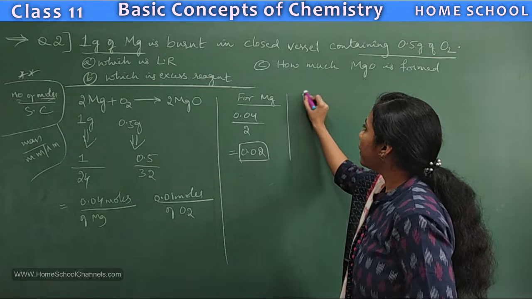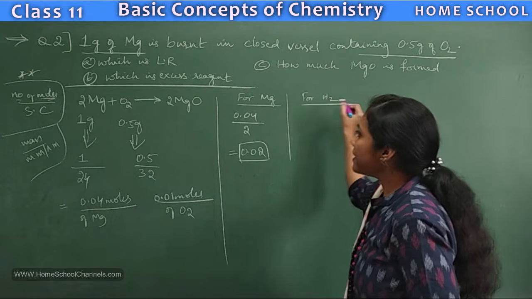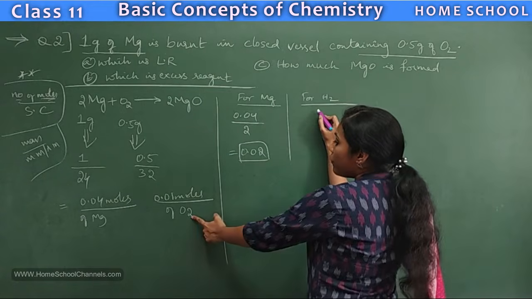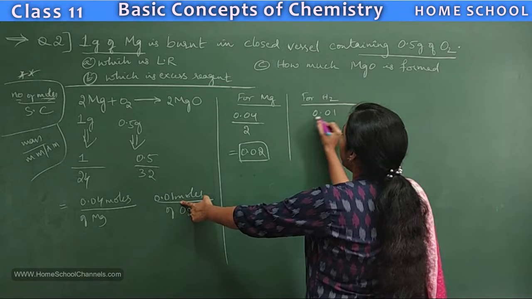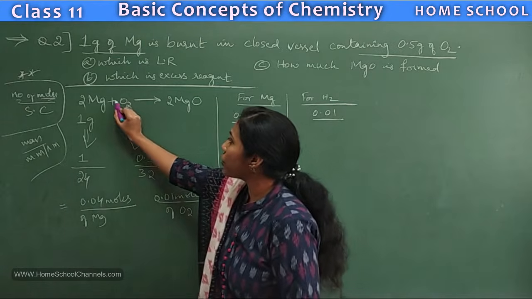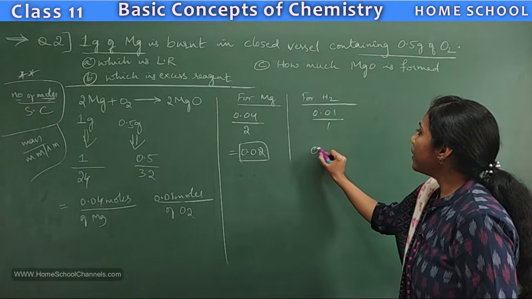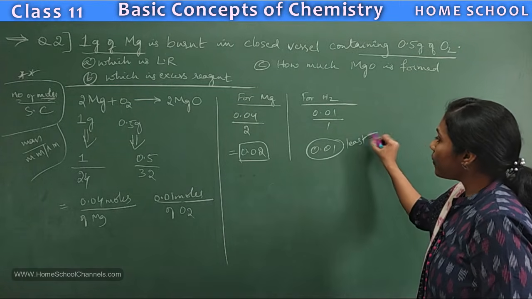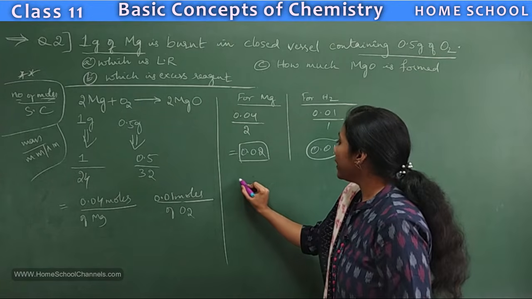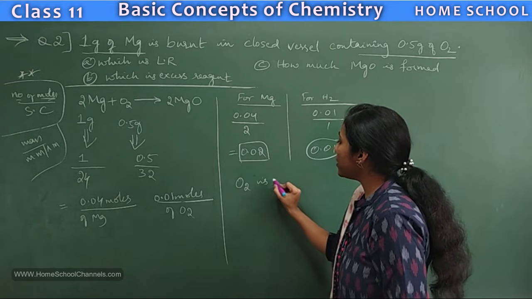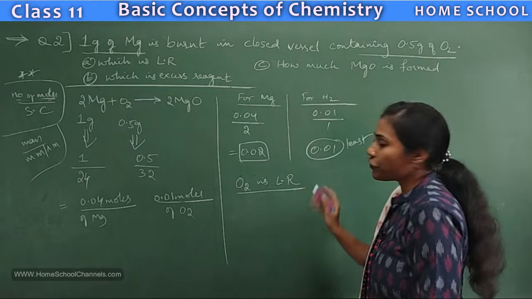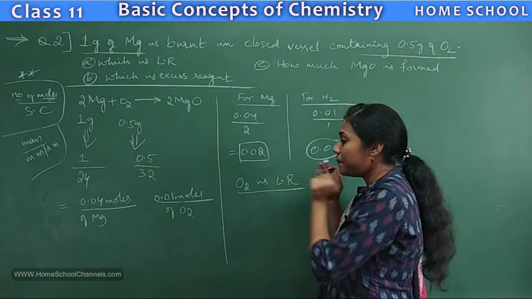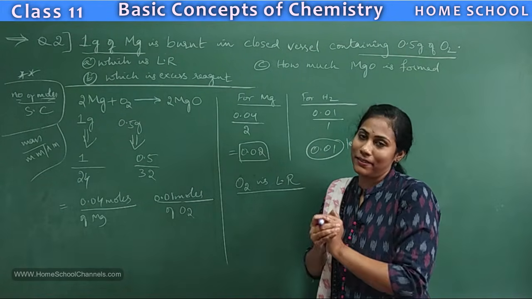Similarly, calculate for O2. Apply the same formula, number of moles by stoichiometric coefficient. Number of moles of O2, how much did you get? 0.01, divided by the stoichiometric coefficient of O2, which is 1. So what number will you get? 0.01. Which is the least number? 0.01 is the least number. So definitely oxygen is the limiting reagent. So you got your answer. Oxygen is the limiting reagent, so you have to mark the option where oxygen is present.